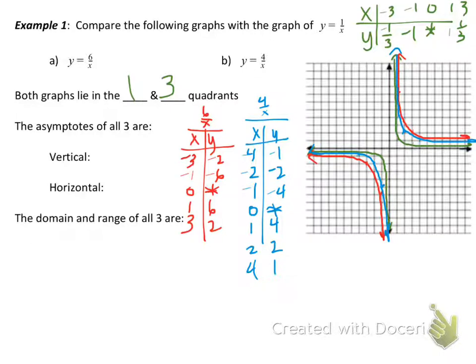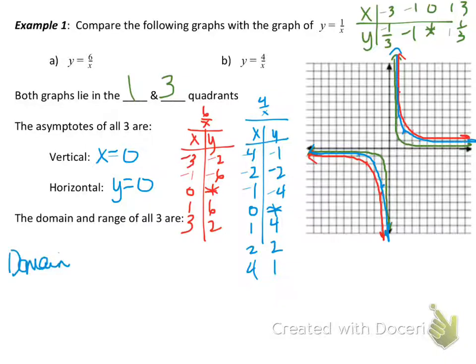For all three of these, if we set our denominator equal to 0, we get the line x equals 0. That's going to be our vertical asymptote. And if we let x get really, really large, approaching infinity, we'll never actually have 0, but it will approach the horizontal line y equals 0. Now the domain and range for each of these.